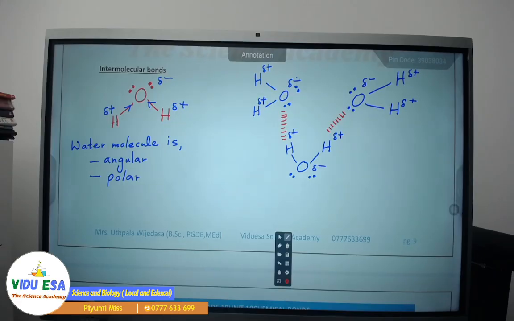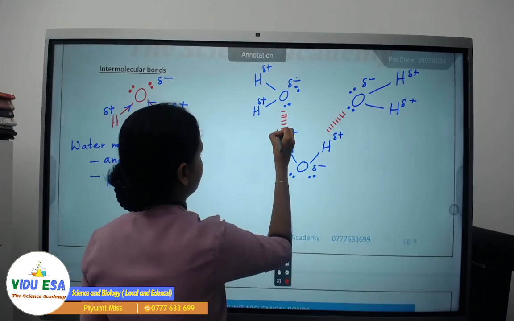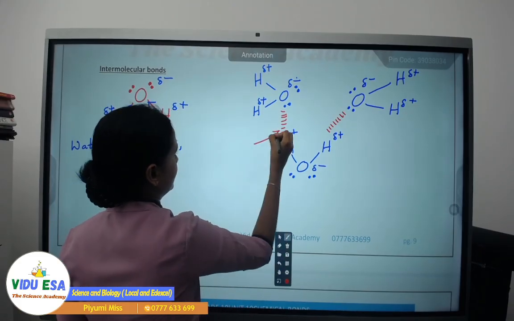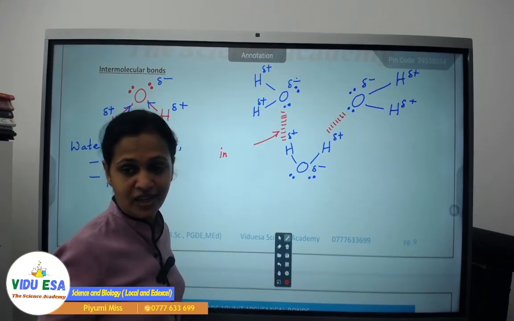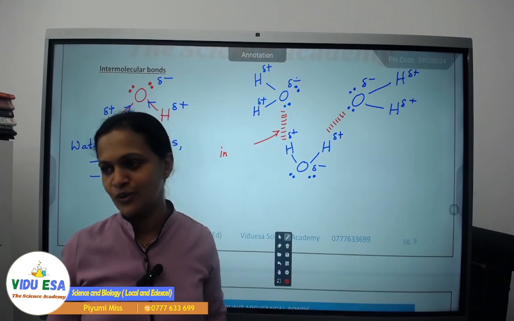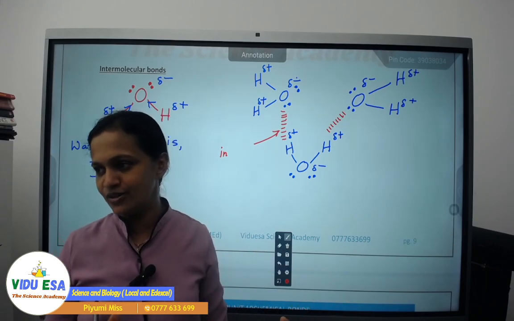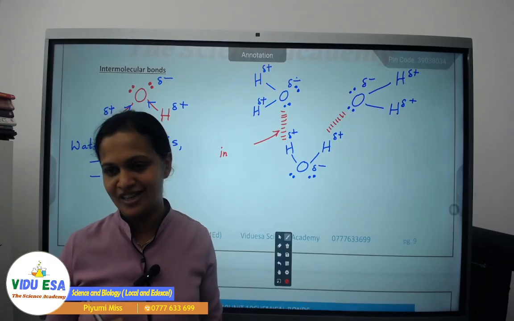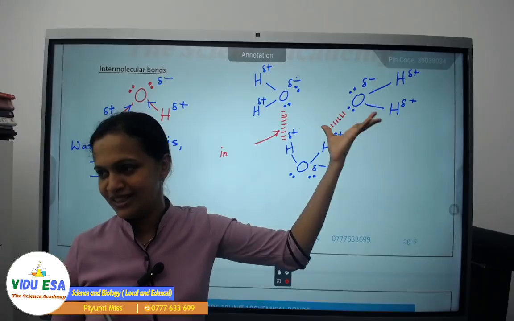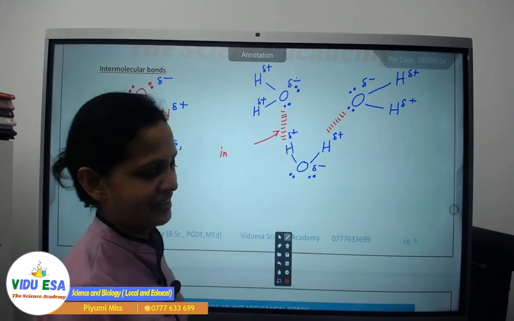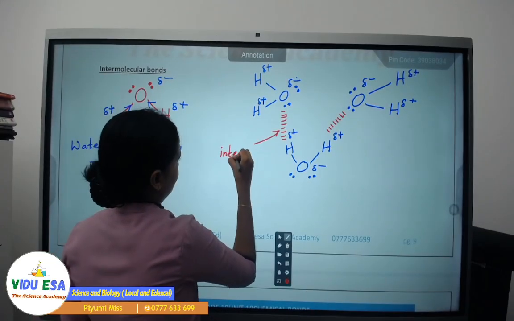These are what we call, what? Intermolecular bonds. Intermolecular bond in between the molecules. Now, in your schools there is an inter house sports meet in between the houses. Inter-school competitions are there in between schools. So intermolecular means in between the molecules, right? Intermolecular bond.